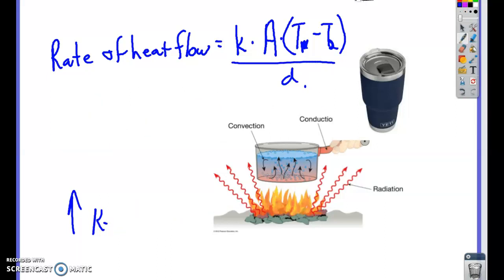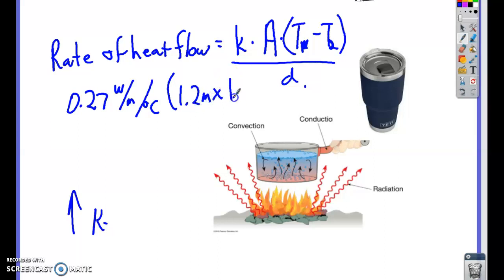Now, the rate of heat flow. Look at the example. First of all, it says the K value, the thermal conductivity, is 0.27 watts per meter per degree Celsius, times the surface area. Well, in this case, it's a window, so it's 1.2 meters, the width, times the height, which is 1.8 meters. So that's going to give you the area.